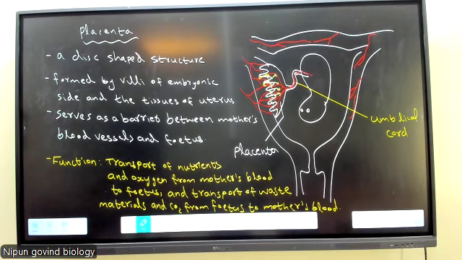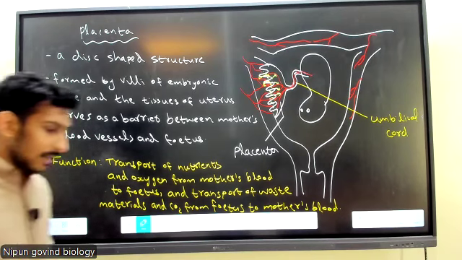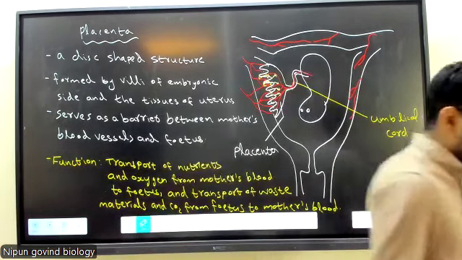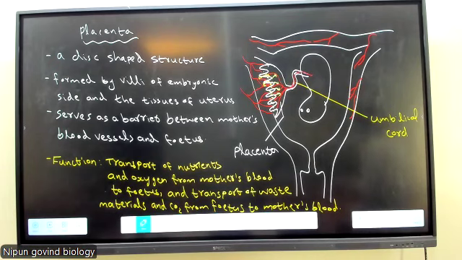Once again, placenta is a disc-shaped structure formed by villi of the embryonic side and the tissues of the uterus. Placenta serves as a barrier, a shield, between mother's blood and fetus. And the function of placenta is transport of nutrients, oxygen, carbon dioxide, and waste between mother and fetus.